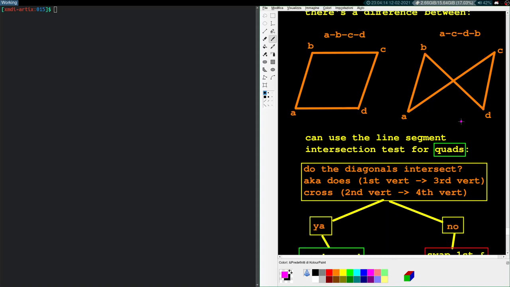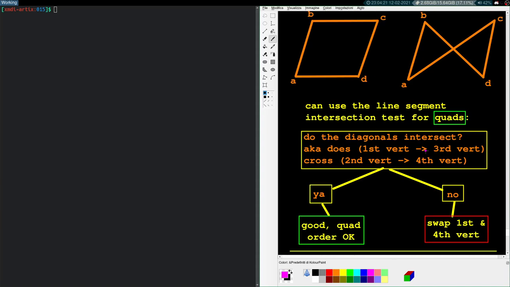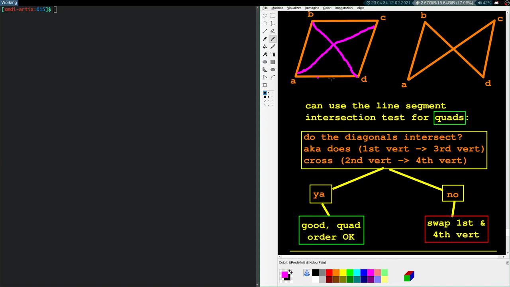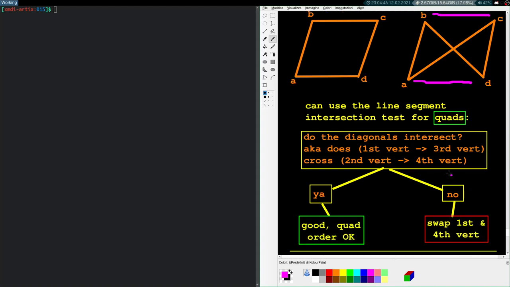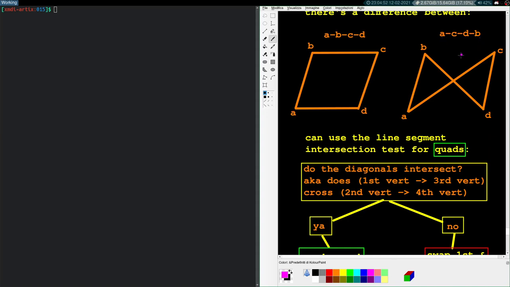So when it comes down to quads, it's actually not that hard. There's a method you can use. So basically, you have to ask, do the diagonals intersect? So does the first and third vertex combined into a diagonal cross over the second and fourth? If it does, you're fine. Your ordering is fine. If the first and the third, so A to D and B to C, second to fourth, if these lines don't cross, then you have to swap the first and the fourth vertices. Here you'll swap A1 and B1, and then you can imagine swapping these two would basically reduce you to this, right? So that's the process for quadrilaterals.